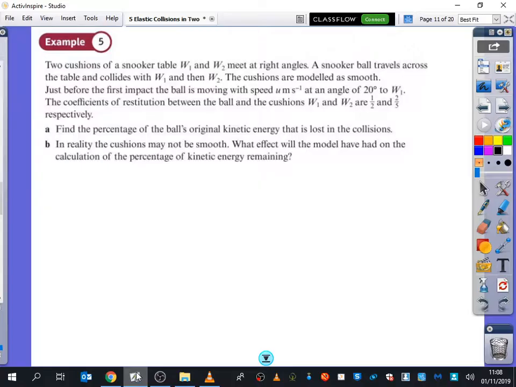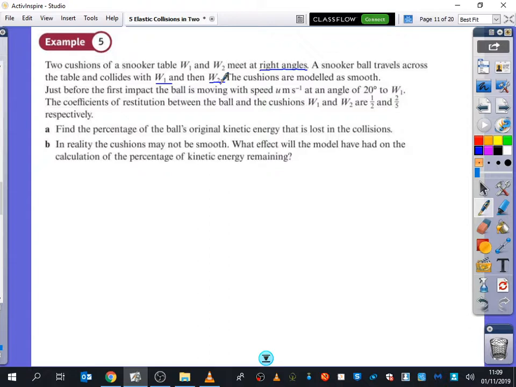So we're going to have a look at this example for collisions with two walls here, and let's just read through and see if we can pick out any of the things that we think are most important. So two cushions on a snooker table, W1 and W2 meet at right angles. Well, it would be a very odd snooker table if they weren't at right angles. A snooker ball travels across the table and collides with W1 and then W2 in that order.